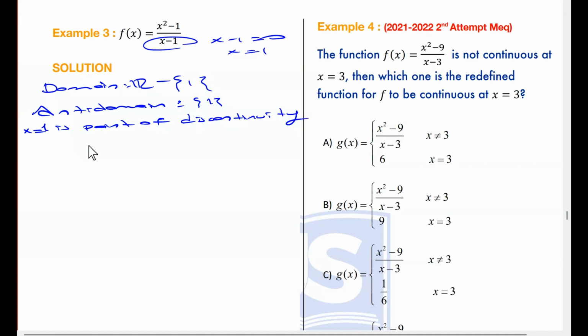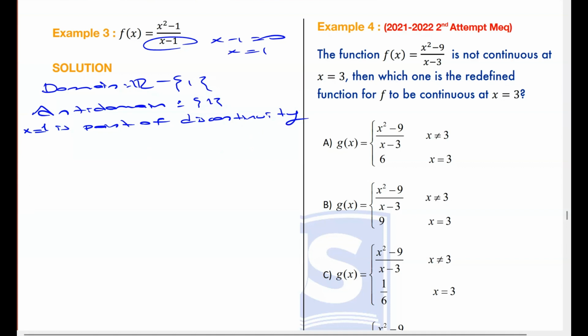So am I done? I'm not done. I got the point of discontinuity. What about the type of the point of discontinuity? What type of point of discontinuity do I have? I have 2 types of discontinuity: removable, non-removable. What kind do I have here?